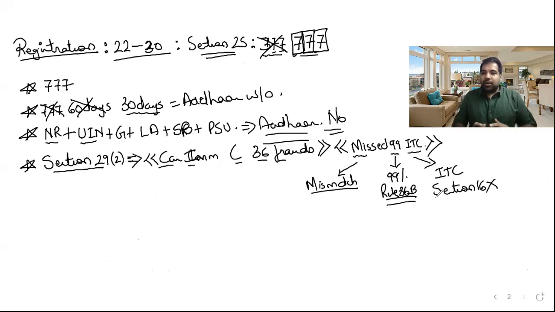So the reasons you already know, I'm just adding 3 more reasons. Missed 99 ITC. So a mismatch in your GSTR1 and GSTR3B habitually. Then 99%, that is rule 86B, if you don't follow it. And ITC, if you're availing ITC without following the conditions laid down in section 16, they get angry and they may cancel your registration, the GST officer. All right. Now, I just want to add one more thing here.